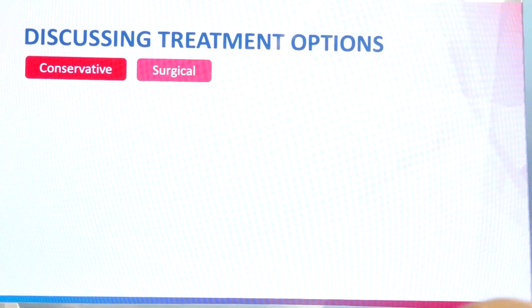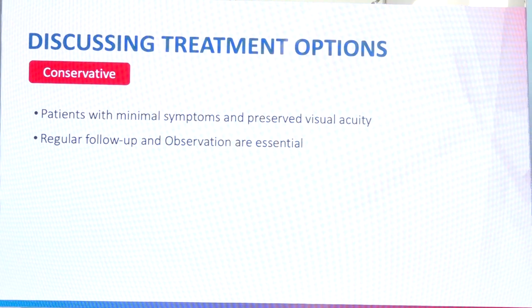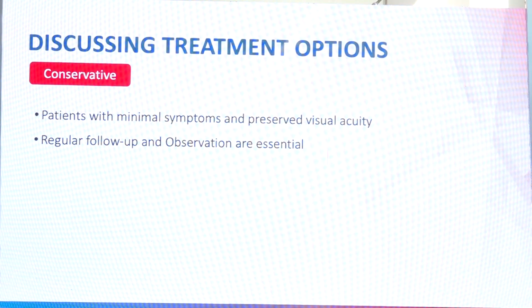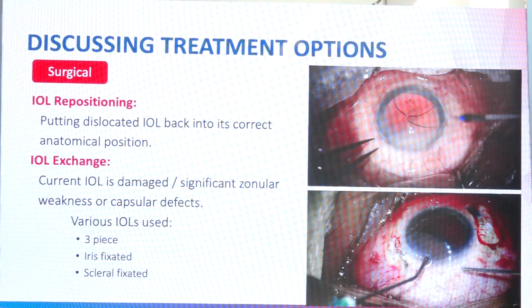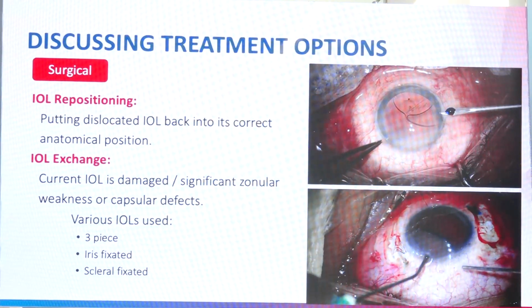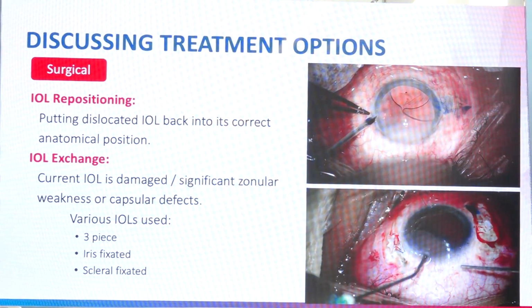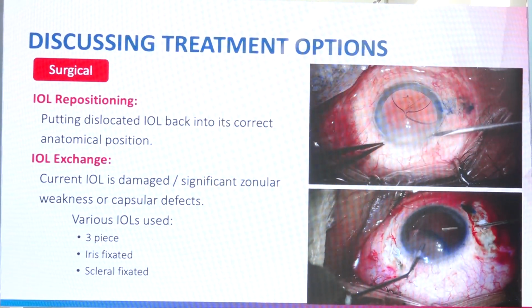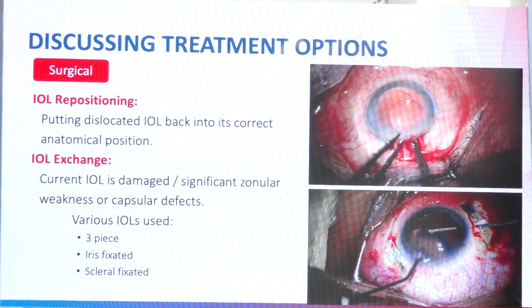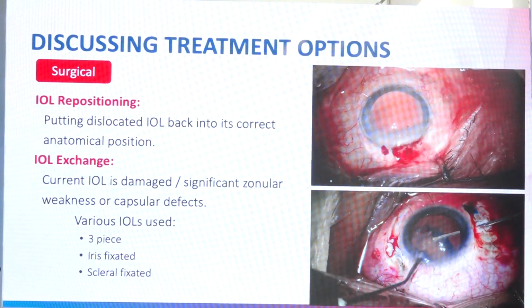When you discuss the treatment options, it can be conservative treatment if the symptoms are very minimal and the visual acuity is preserved. You can just keep them on regular follow-ups and ask them to follow up with you in case the problems increase, then it may require a surgical option. In surgical options, you can plan an IOL repositioning if the IOL is not very much dislocated, and you can just correct its position. But in certain cases, you also need IOL exchange. So you need to explain to them where the problem is, that there are capsular defects, this IOL will not work for them, and we need to change it to 3-piece IOLs, iris fixated IOLs, or scleral fixated ones.